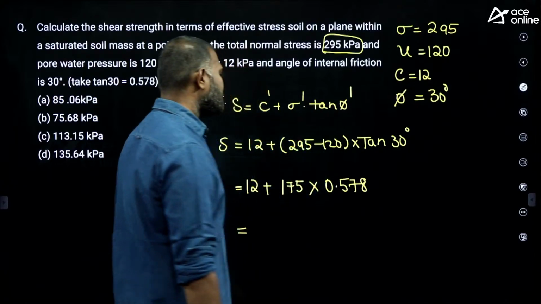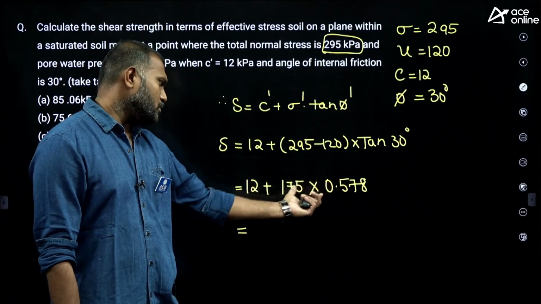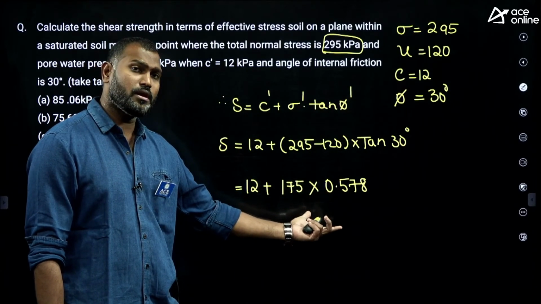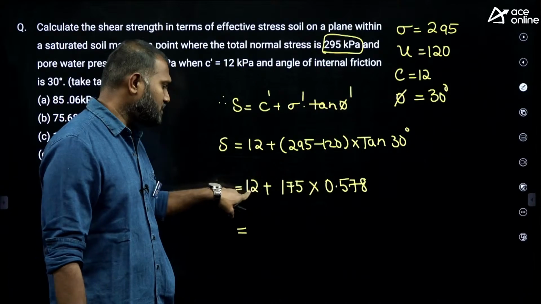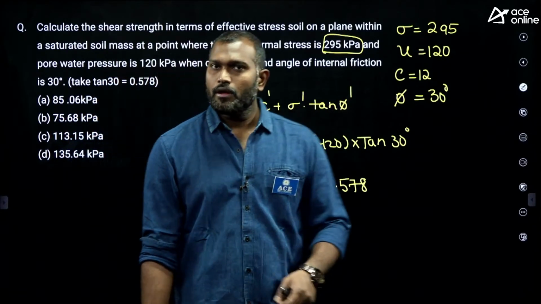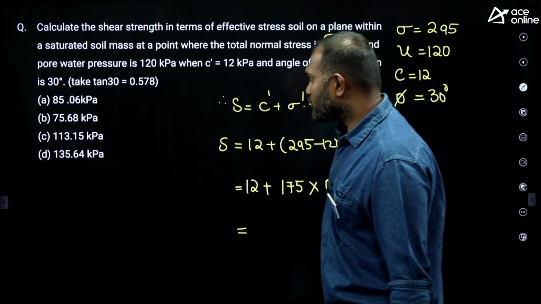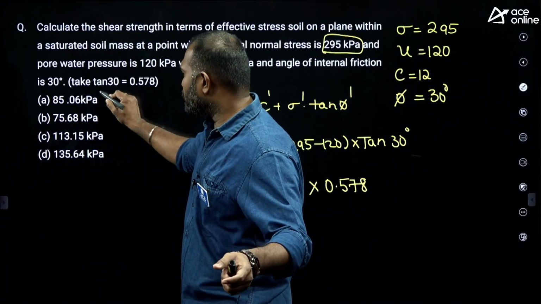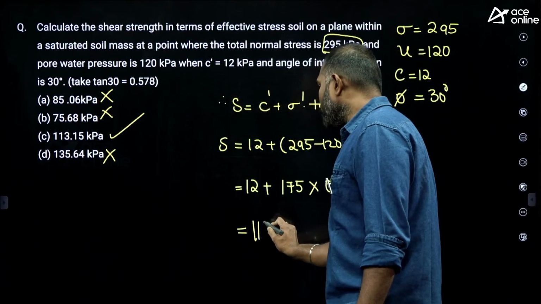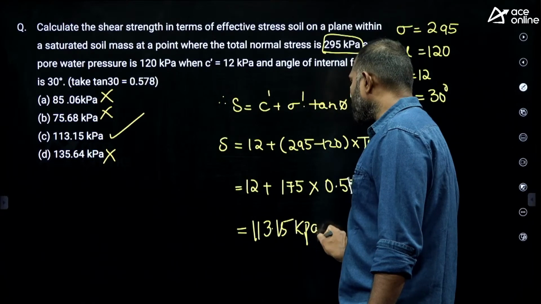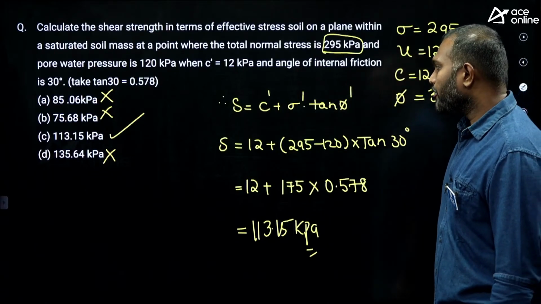Okay, so let's consider that 0.578 as 0.5. So half of 175 is somewhere around 87.5. 87.5 plus 12 is 99.5, but it's not 99.5, as I took 0.5. The answer is more than that, so it must be more than 99.5. It will not be 85, it will not be 75, and 135 is too high. So the correct answer is 113.15 kilopascals.